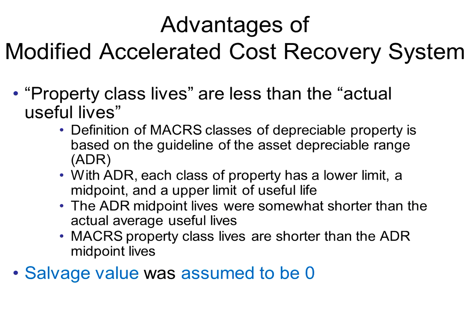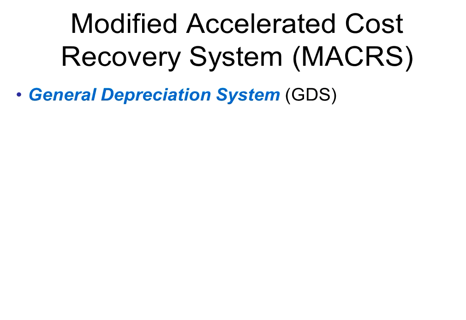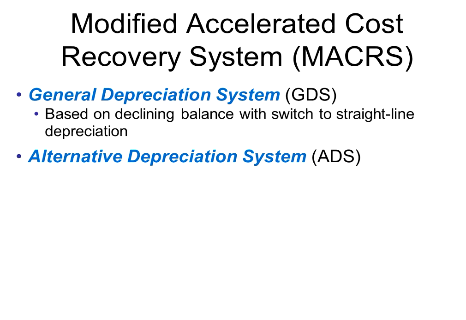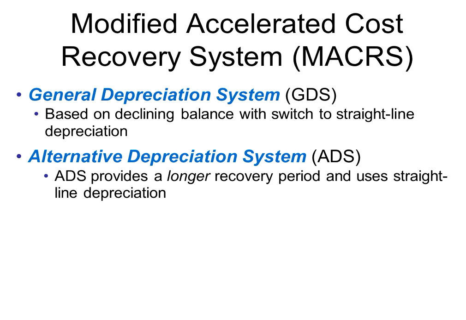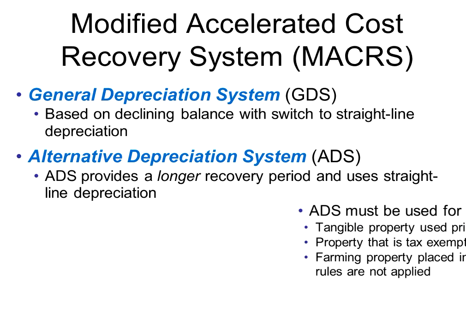The salvage value is also assumed to be zero, so you can depreciate more. And so at the beginning you can depreciate even more because the salvage values are assumed to be zero. And the tables of annual percentages simplify computations. So there is also the general depreciation system known as GDS, and it's based on declining balance with a switch to straight line depreciation. And there is the alternative depreciation system, or ADS. And ADS provides a longer recovery period and uses straight line depreciation.